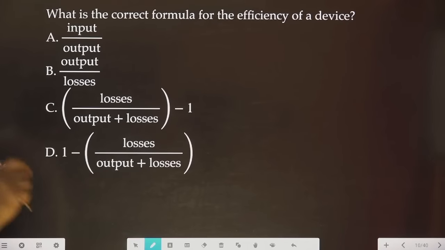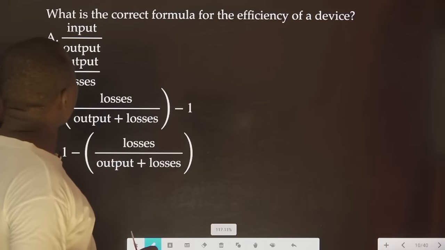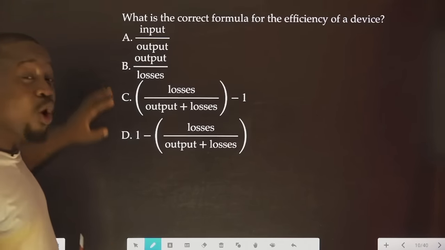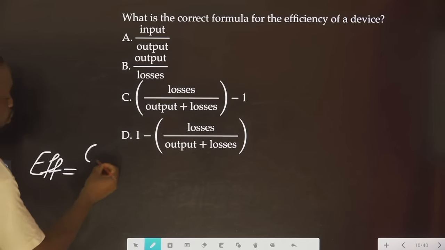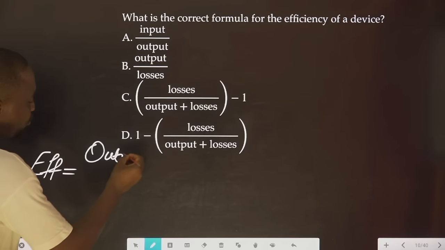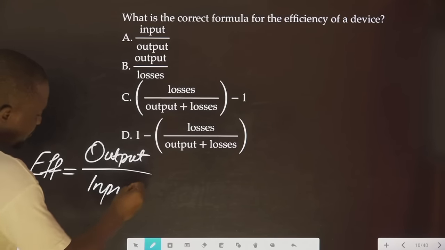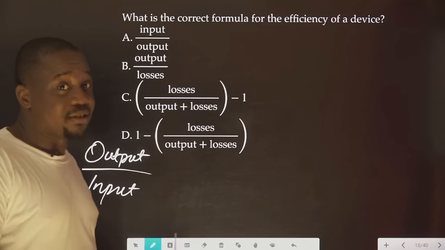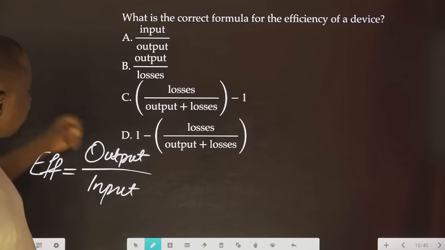It says what? What is the correct formula for the efficiency of a device? The correct formula for the efficiency of what? A device. What you must put at the back of your mind, if you want to get efficiency of any device, is always what to get at the output over the input. This is important because you might not see the question like this. They are giving us input over output.